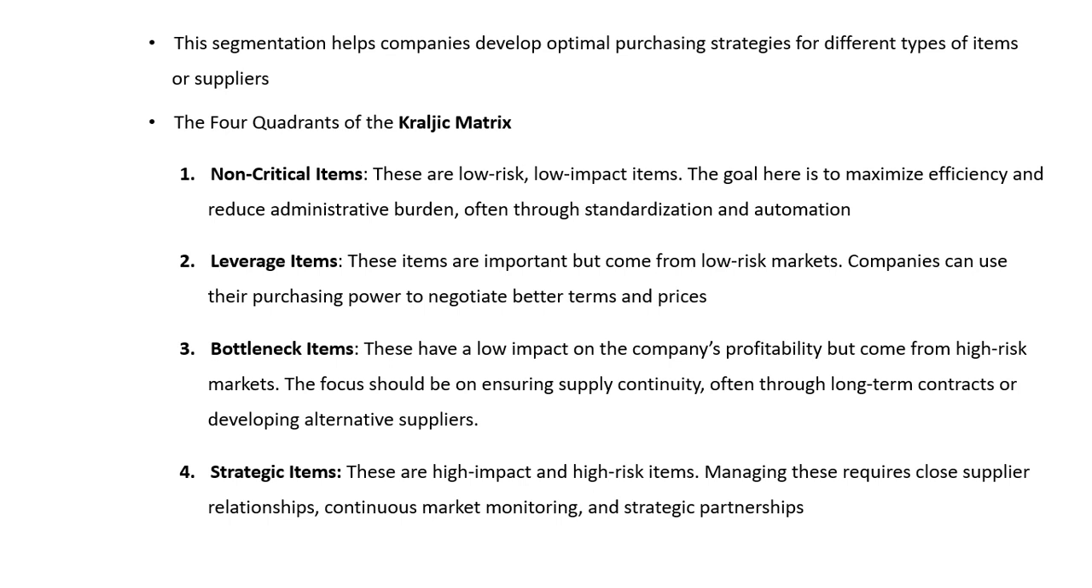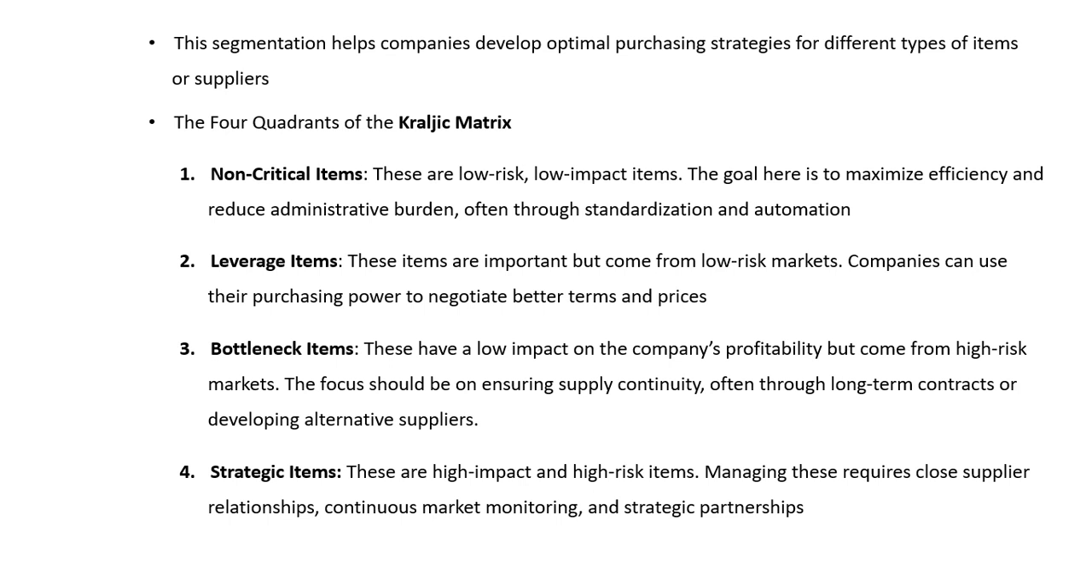The four quadrants of the Kraljic matrix. 1. Non-critical items. These are low-risk, low-impact items. The goal here is to maximize efficiency and reduce administrative burden, often through standardization and automation. 2. Leverage items. These items are important, but come from low-risk markets. Companies can use their purchasing power to negotiate better terms and prices.